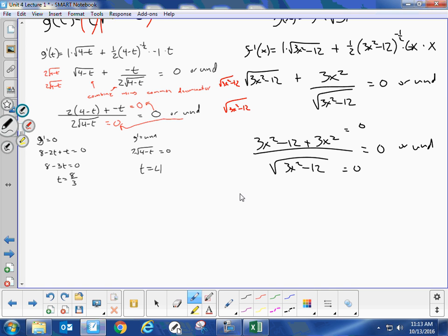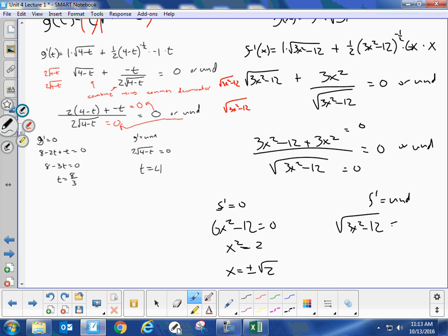Okay, the top will be when it's equal to 0, the derivative. I get 6x squared minus 12 is equal to 0. X squared is equal to 2. X equals plus or minus root 2. Here, when the derivative is undefined, is when the bottom equals 0. I have 3x squared minus 12 equals 0.